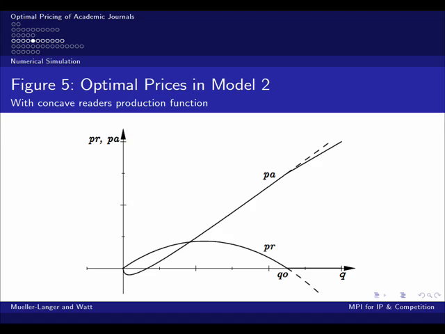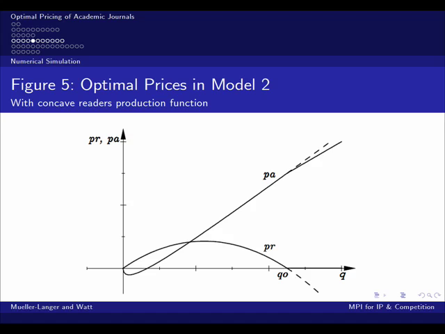So what happens here? Zero reader price is an open access situation. So in model two, with concave reader production functions, for a quality level of Q0 and higher, open access would be optimal for the journal. The author price is given by this line here.